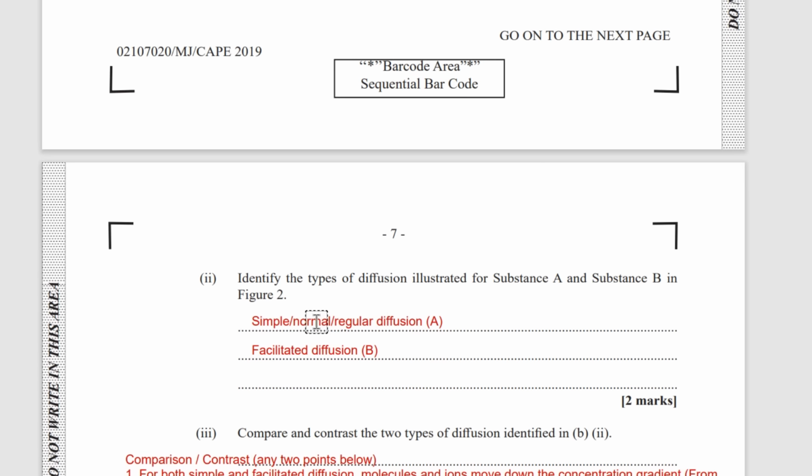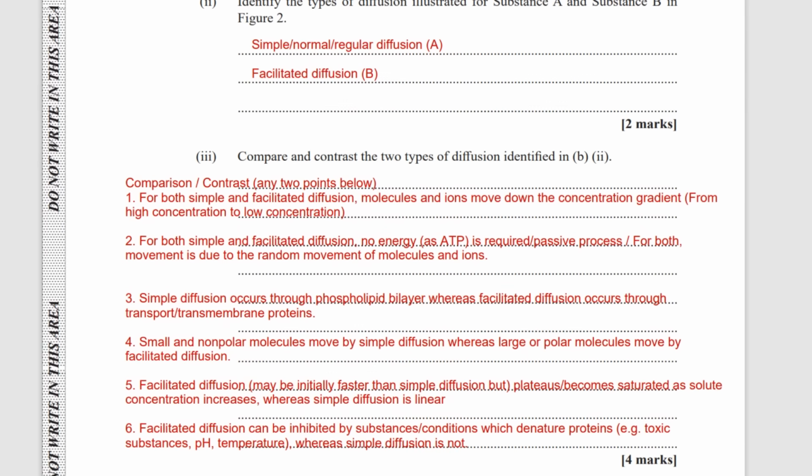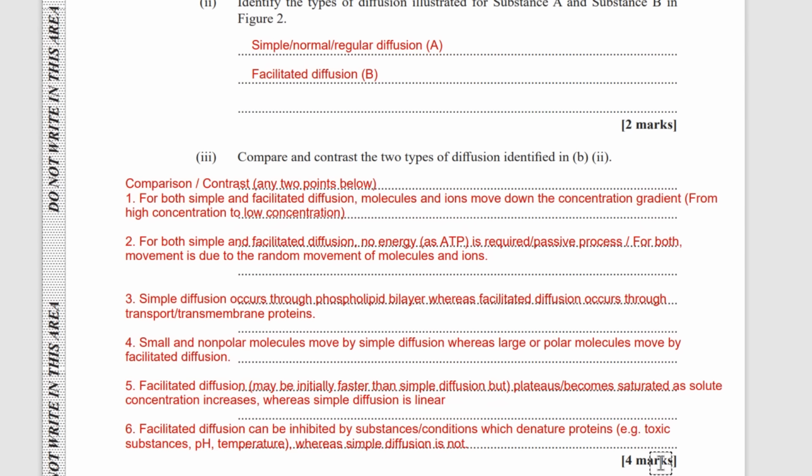Now what they're asking for is to compare the two types. So now we're doing smart work, right? How are we going to compare these? First, again, look at how many marks the question is worth. This is 4 marks. So typically, in compare and contrast, you want to have at least 2 of these points and you'll be able to get your 4 marks. I would say you could go for a little more because this is an easy topic. But let me go through it here.